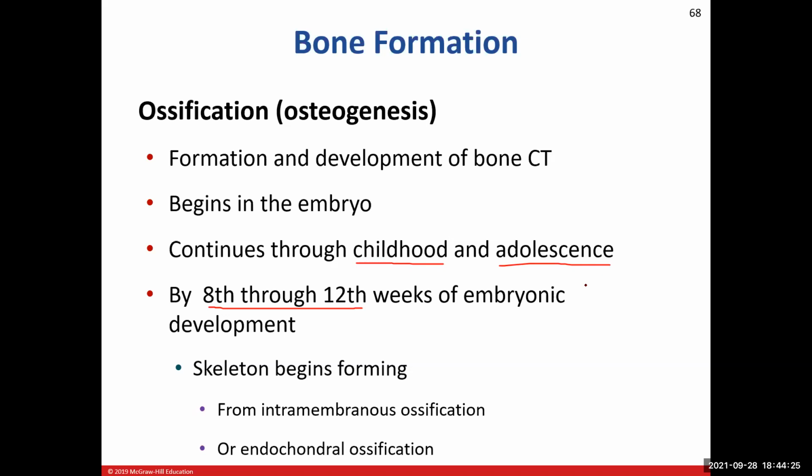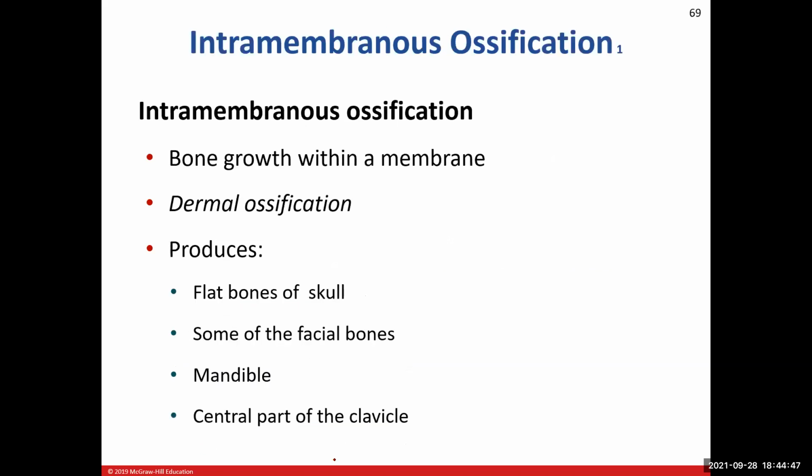So there's two ways that this ossification occurs, what we call intramembranous and endochondral ossification. Those are the two ways that we get ossification. So we're going to talk about both. We're going to start off with the intramembranous because that's a little bit easier to understand.